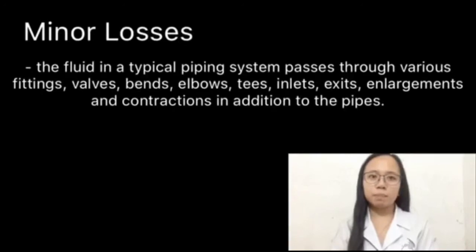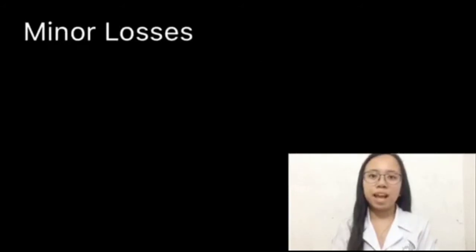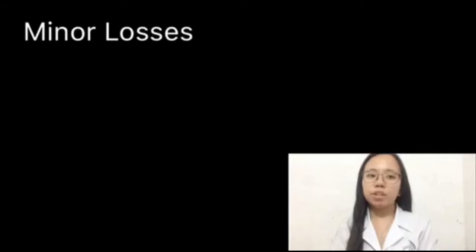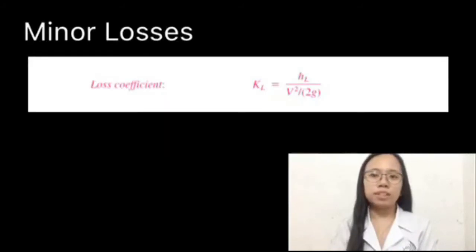Minor losses. The fluid in a typical piping system passes through various fittings, valves, bends, elbows, tees, inlets, exits, enlargements, and contractions in addition to the pipes. These components interrupt the smooth flow of the fluid and cause additional losses because of the flow separation and mixing they induce. Minor losses are usually expressed in terms of the loss coefficient KL, which is also called the resistance coefficient.